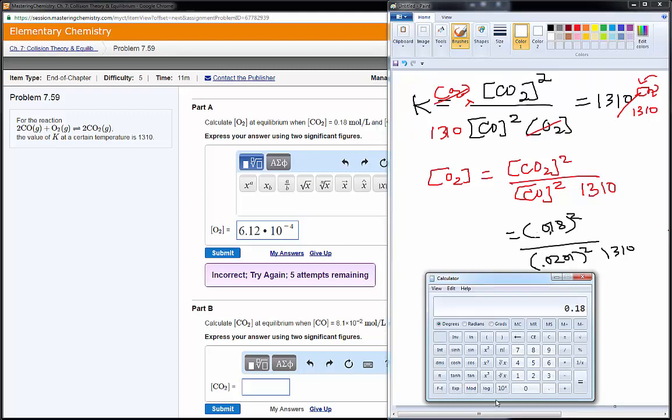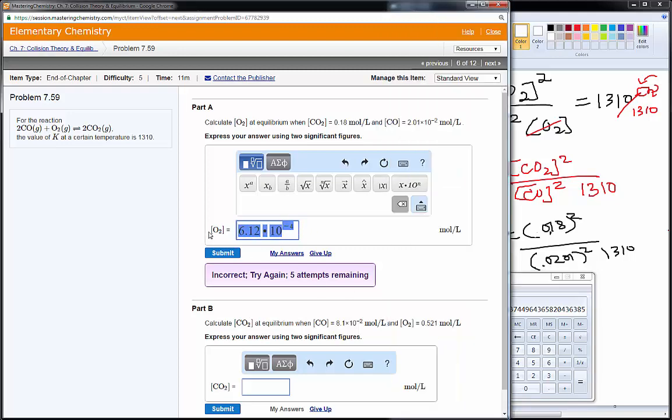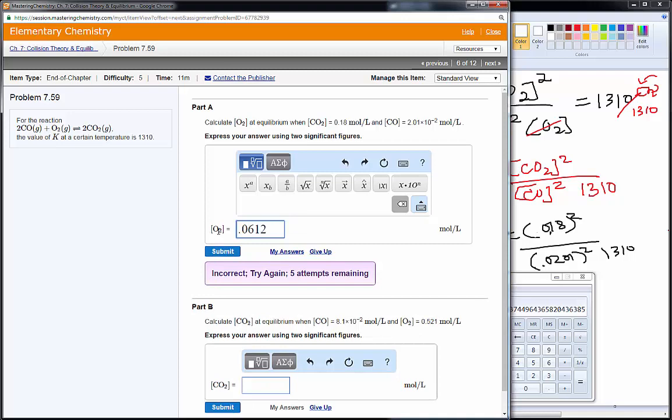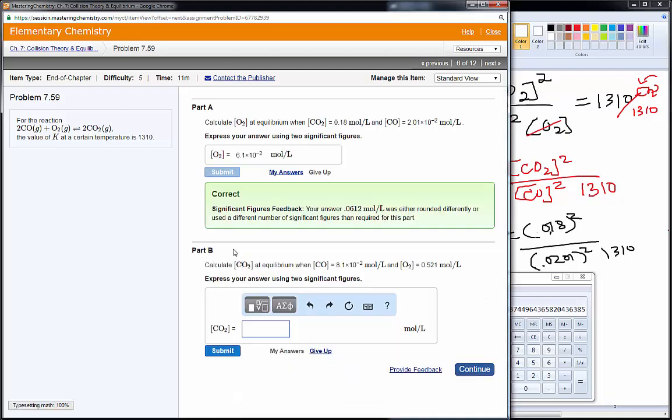So 0.18 squared divided by 0.0201 squared and 1310. There we go. 0.0612. Much better. Okay. Now if I want to calculate the CO2 instead, given these values, that's fine.